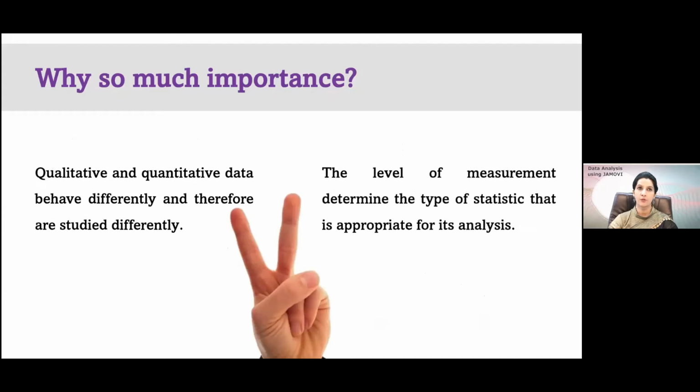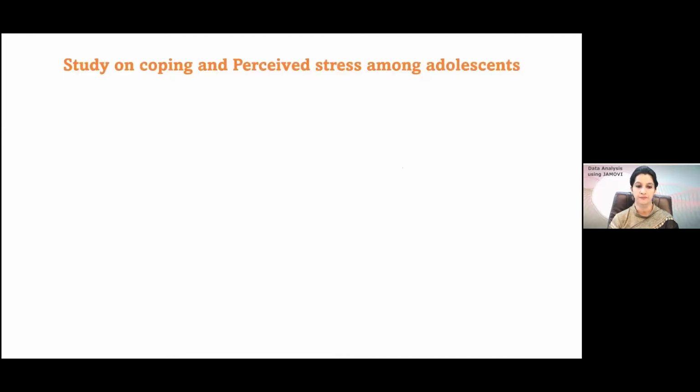So why is there so much importance of these qualitative and quantitative data? They are important because they behave differently, and the choice of test which you have to perform depends on whether your data is categorical or continuous in nature. So it is very important to distinguish between categorical data and continuous data in Jamovi or in any software for that matter.